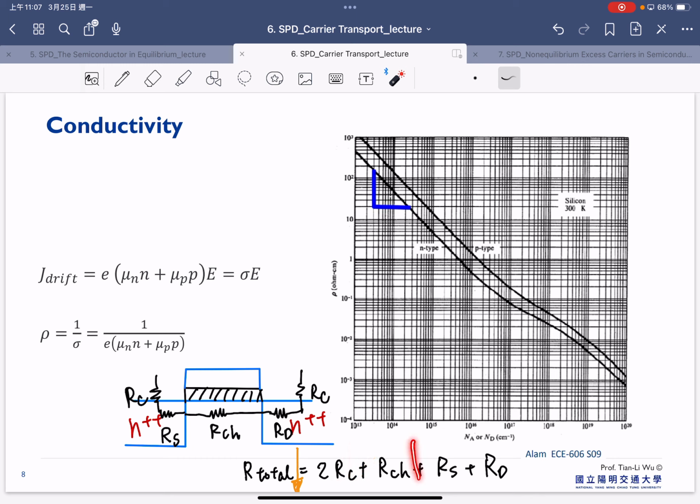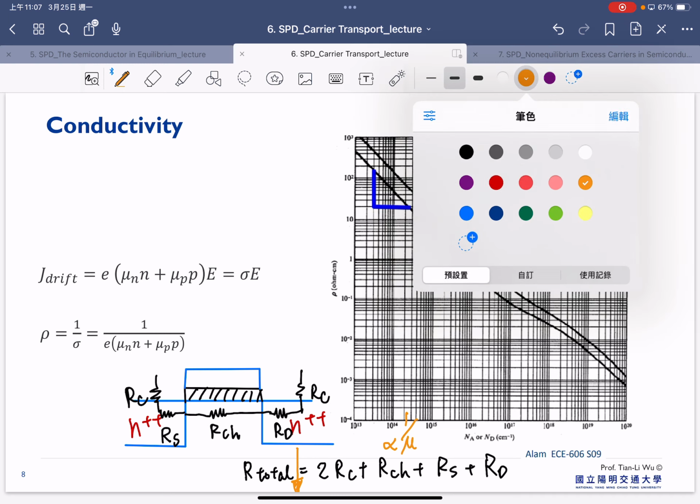Or we can reduce the channel resistance. The channel resistance is mainly related to our mobility. So that's why the mobility is important. It's related to 1 over mobility. So that means if we have a higher mobility, then we have a lower resistance. That's also good for us.